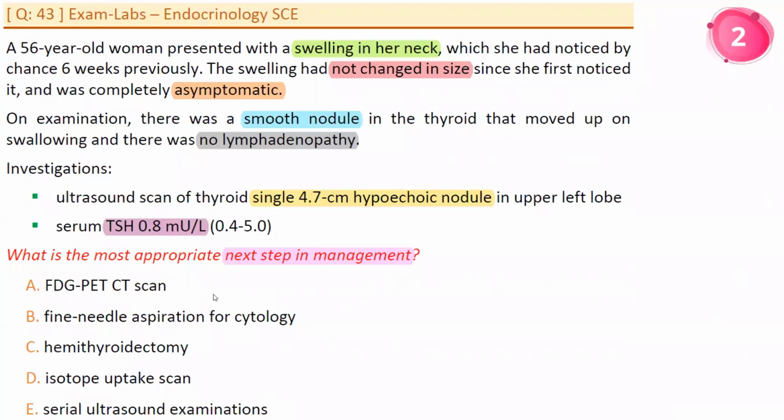FDG PET CT scan, this is not the first option in any thyroid disorder, and actually as this is a thyroid nodule, the best option is doing fine needle aspiration cytology.